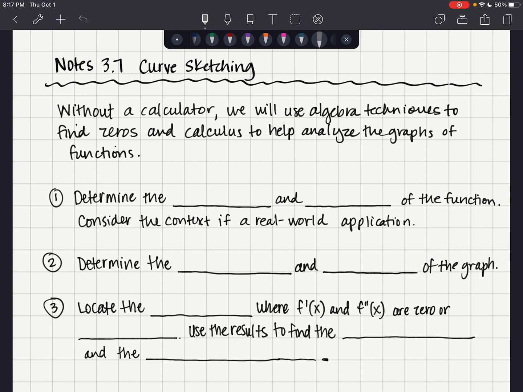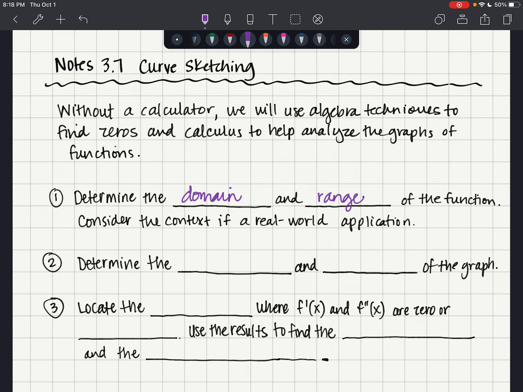Today we are going to, without a calculator, use some algebra techniques and calculus techniques to analyze the graph of functions. In order to do that, we're going to first determine our domain and range of the function that we are given. Keeping in mind that if we have a real-world application, we need to consider the context and take out any values from the domain that might not be feasible. For instance, you can't have negative feet, that kind of thing.